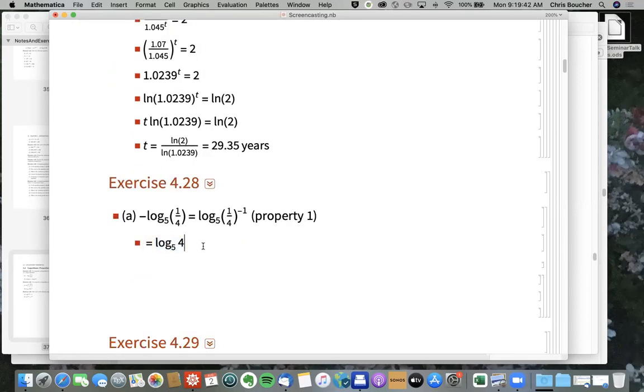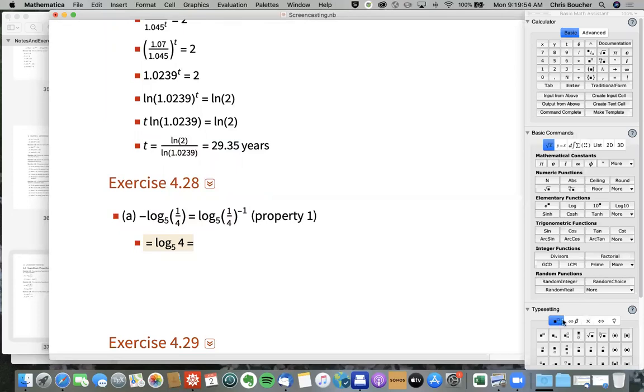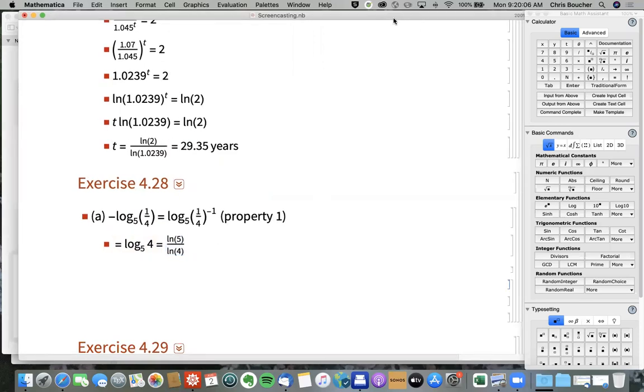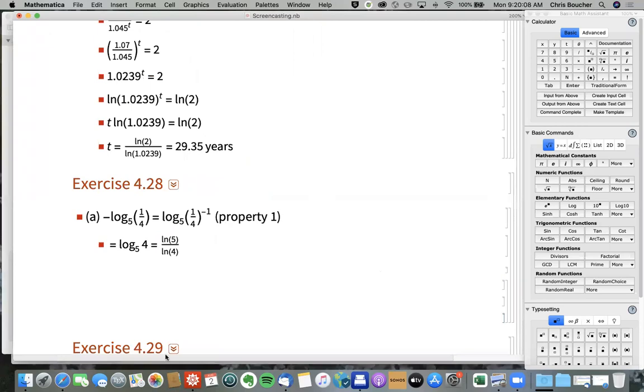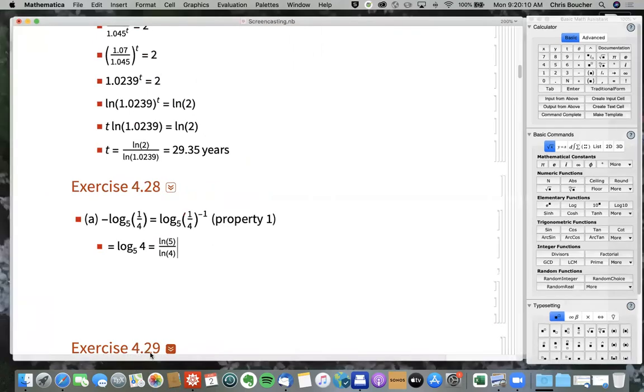4. Remember that if you want to compute this, your calculator may not have an easily accessible log base 5 button, but this is equal to, from our last video, the natural log of 5 divided by the natural log of 4, right? And so now I do have a natural log button right on the front of the calculator, and I could use that to compute that if I wanted. But that's not really what the question was asking, so let's move on to the next one.